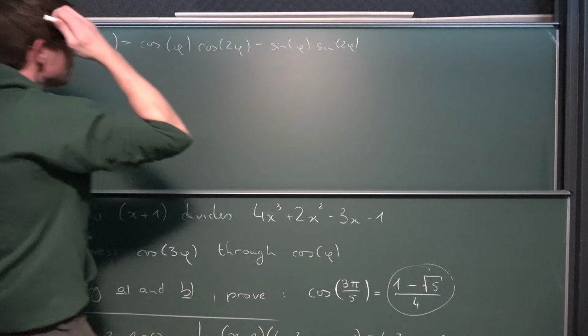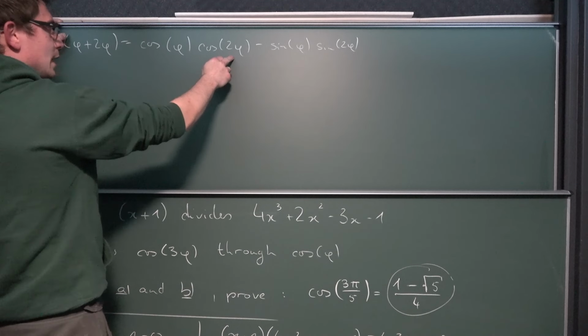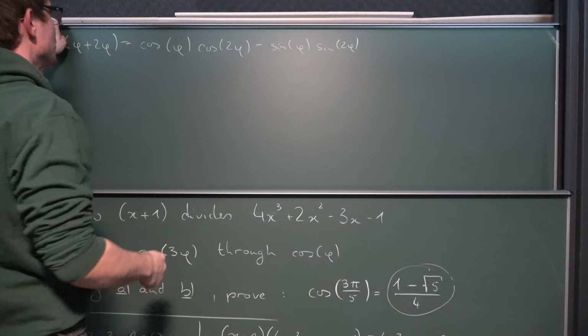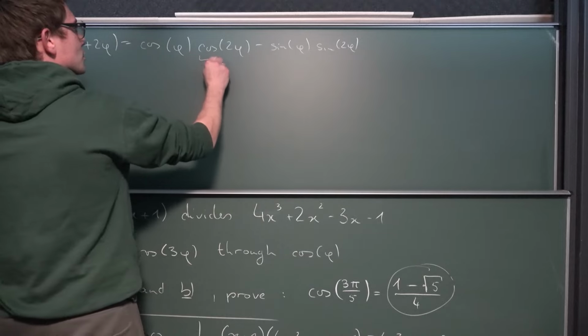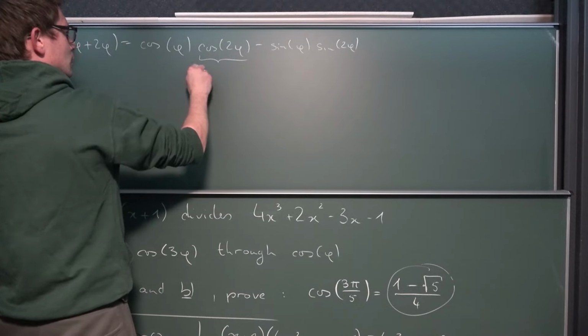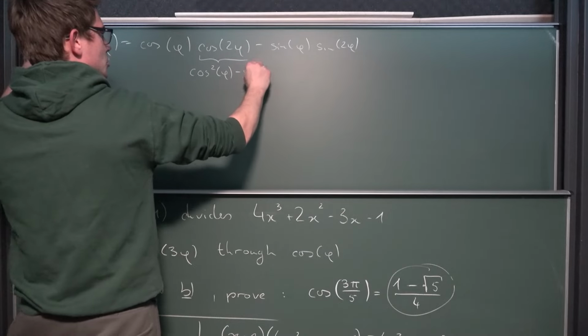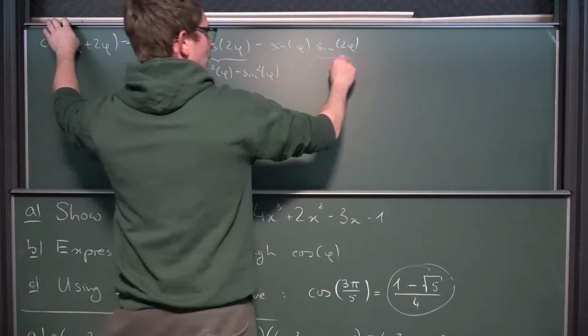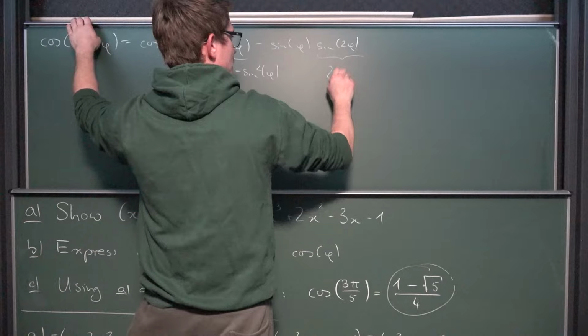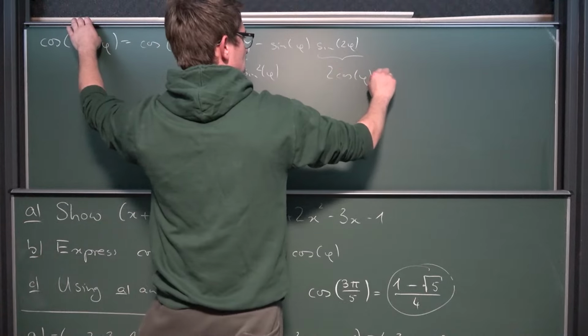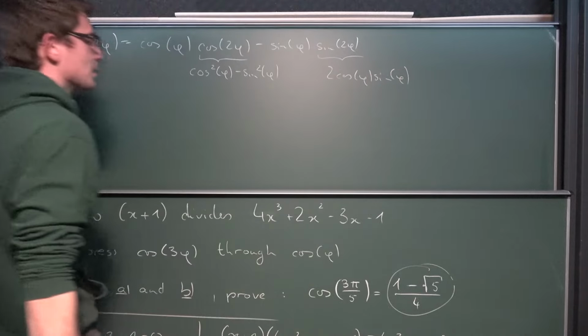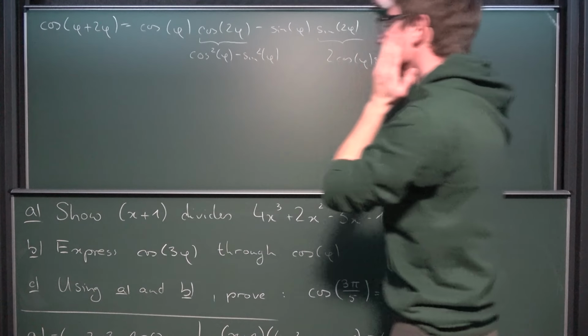And that's a bit better, because those are double angle formulas, and I know those at least. So this right here is the cosine squared of phi minus the sine squared of phi. And this right here is 2 times the cosine of phi times the sine of phi. Those are the double angle formulas. Okay.